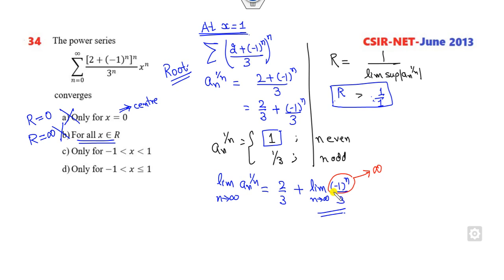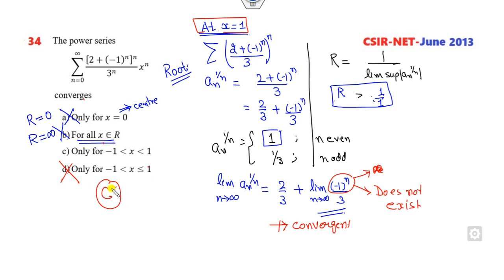What is the limit of (-1)^n? Okay, sorry, it's not infinity. This limit does not exist, because when n is even its value is plus 1, and if n is odd it is minus 1. So the limit does not exist, which means this is not convergent. So at x equal to 1, the series is not convergent, so this option is also cancelled. The only option is C, which is the right answer. A little bit of calculation is needed, thinking about the fact that the limit does not exist for this term.